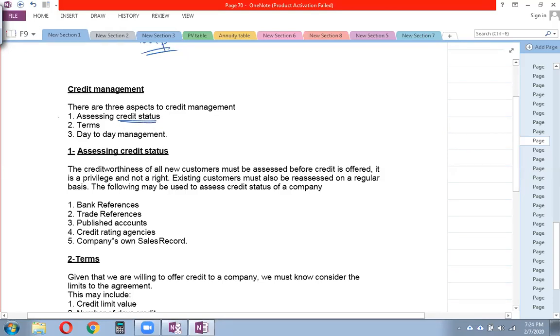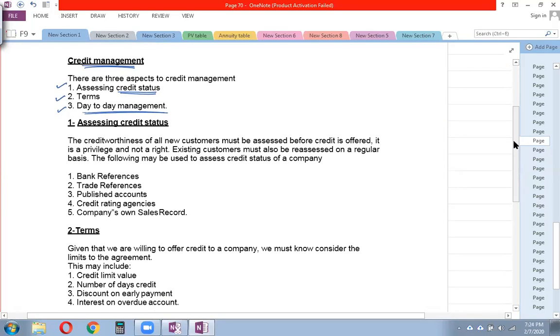So there are three areas to be covered in credit management: assessing the credit status, and then you have to see what should be the terms of the credit. And credit management also includes the day-to-day management, right? So assessing the credit status, first of all, number one.